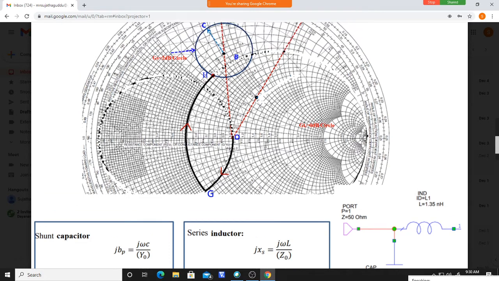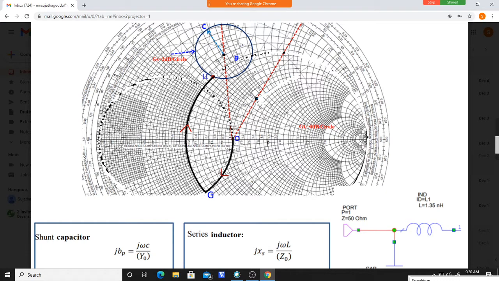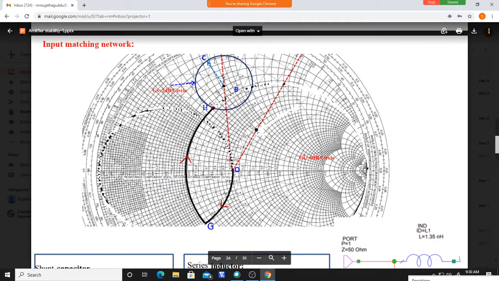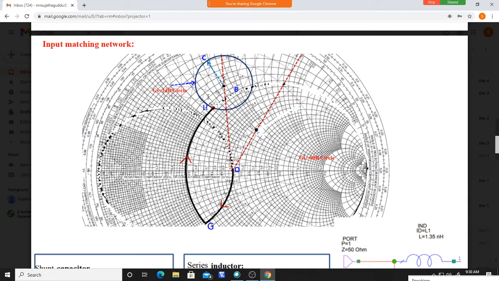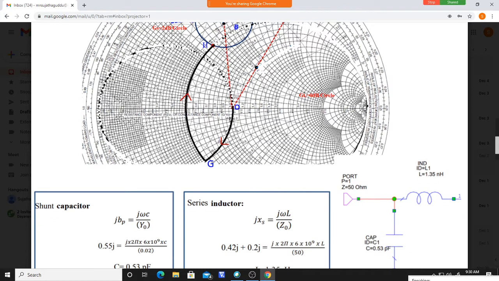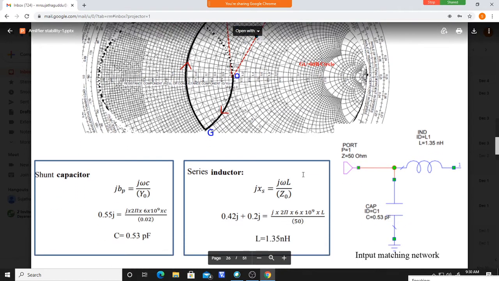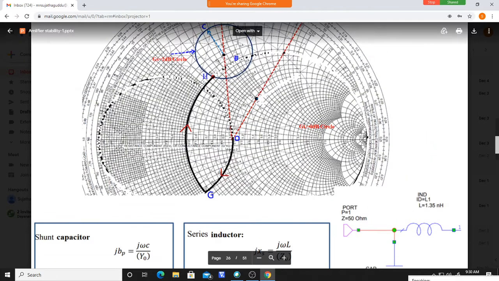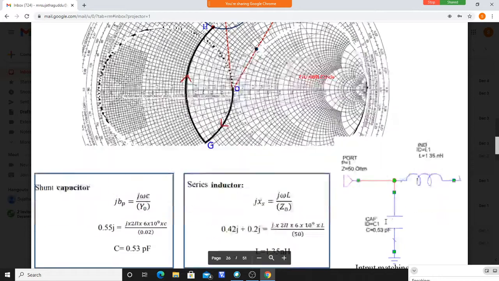Up to the previous class, we studied how to draw the constant gain circles and the stability circles. Now we will see how to do the impedance matching network, and how to get the value of this. It will be adding a capacitor; how to get this value? Similarly, moving like this adds an inductor; how to get this value? We already studied that in TLW, but we will review it again. So that is an impedance matching network.